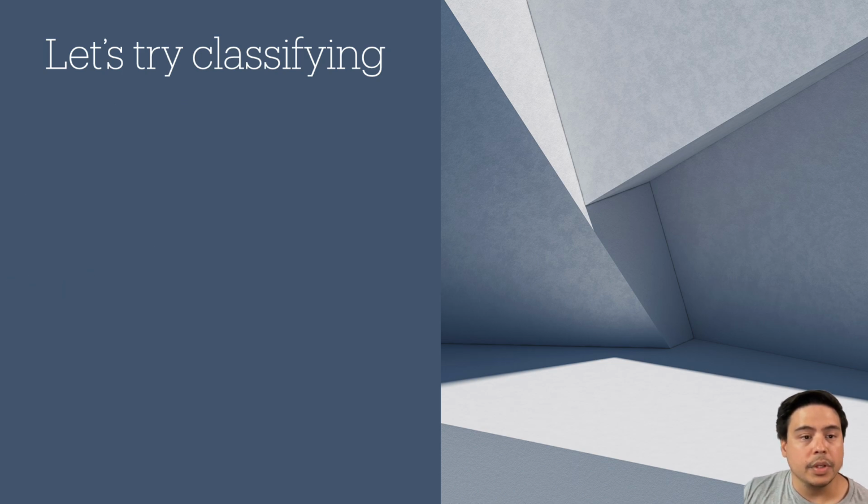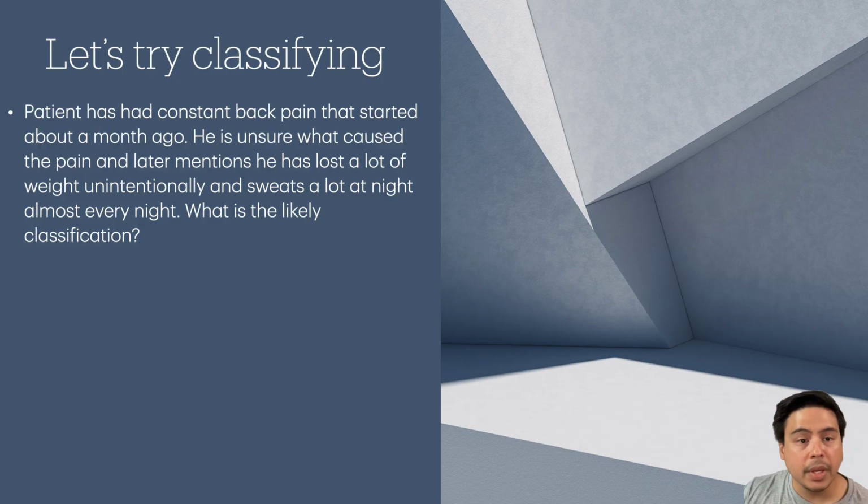And this last one we're going to go over. The patient has had constant back pain that started about a month ago, unsure what caused the pain. Later he mentions that he's lost a lot of weight unintentionally and sweats a lot at night, almost every night. What is the likely classification? That classification would be considered other. He's displaying some red flags, so you'd want to refer them out, and essentially that's how the classification system works.